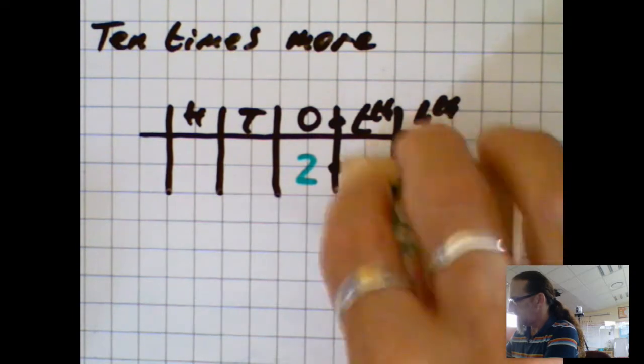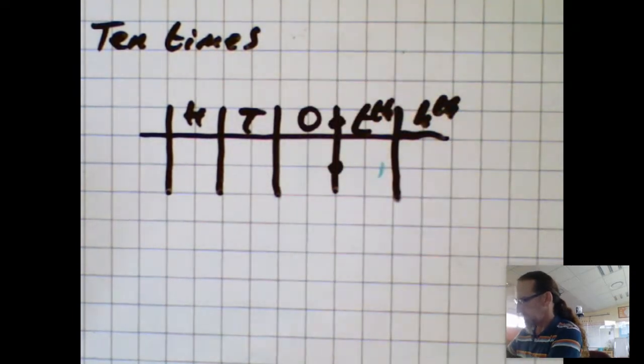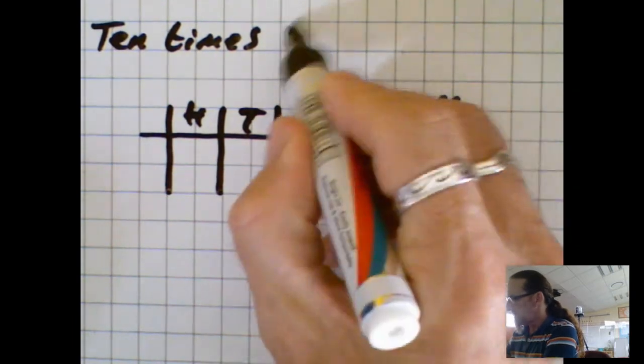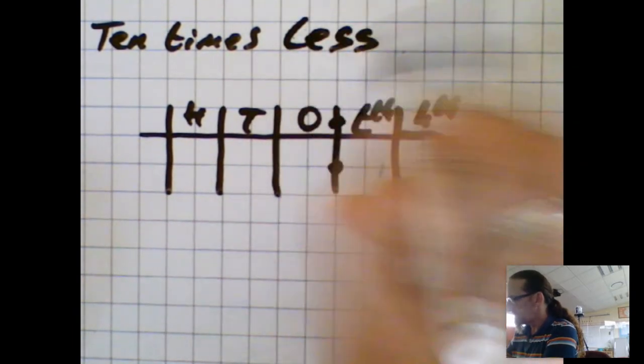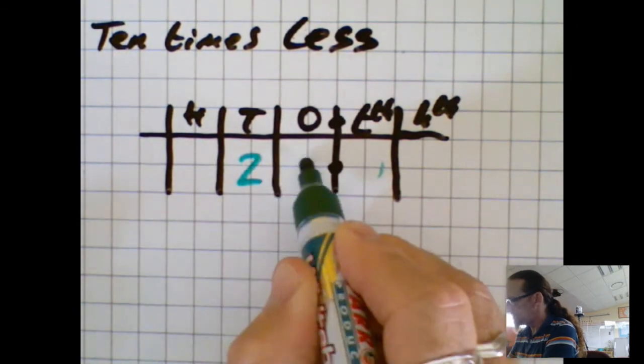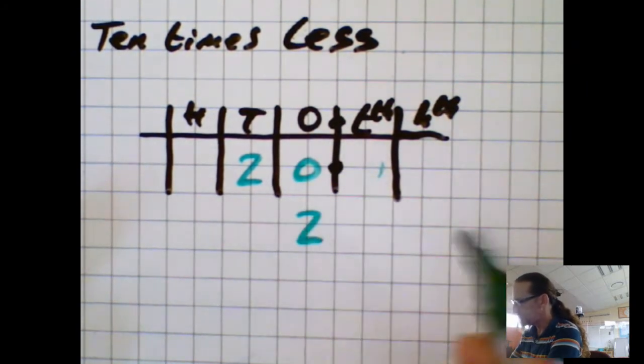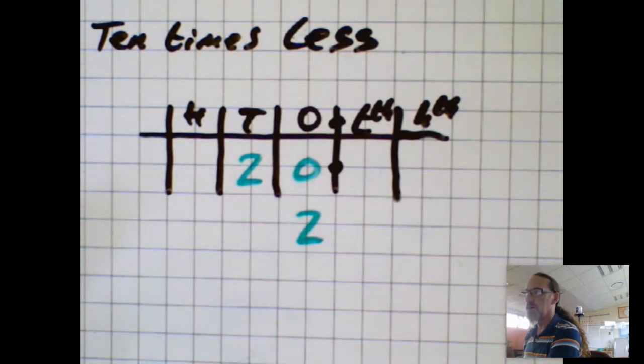Okay, what about when it's 10 times less? Let me get rid of this for a moment. Let's put the word less in here. Okay. 10 times less. Well, if we had 20, let's start with 20, and we divide it by 10. 20 divided by 10, hopefully we know, is 2. Okay, so our answer is moving one column to the right. It becomes smaller by moving one column to the right.